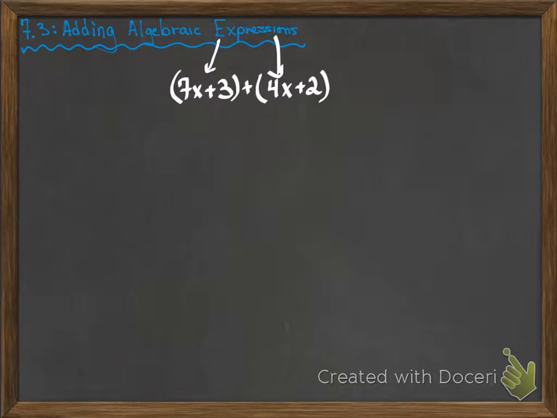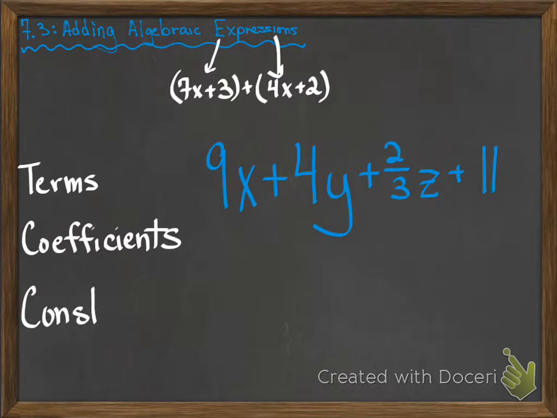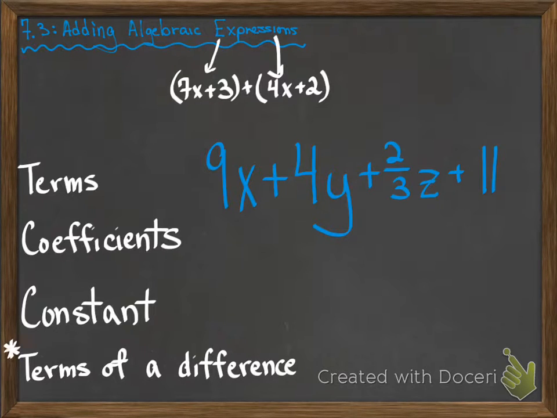them together. Okay, so in order to know how to do that, we have to first define the parts of an algebraic expression. So let's say I give you 9x plus 4y plus 2/3 z plus 11. Now there are certain things in there. We have terms, coefficients, constants, and this last one isn't really a thing, but terms of a difference, and it's important to talk about just very quickly. So I put an asterisk by terms of a difference because it's not a part of adding algebraic expressions. It's more of just an idea on how to rearrange them.